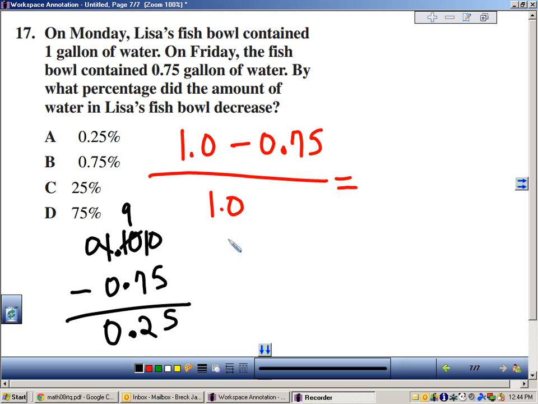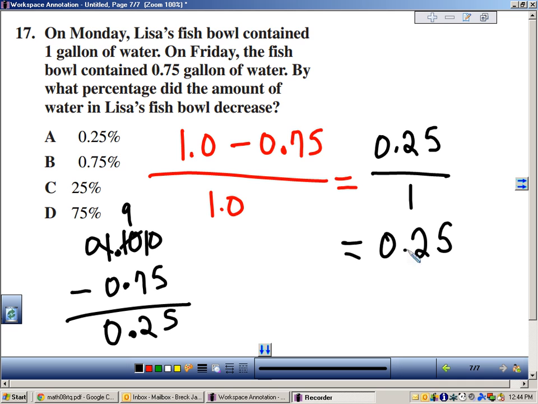And so there it is. It's 25 hundredths, or 0.25 over 1. Well, when you divide by 1, you still get the same number. Right? And so moving the decimal over 2 spots to the right will give us a percent, which is 25.0%. And so the answer is C.